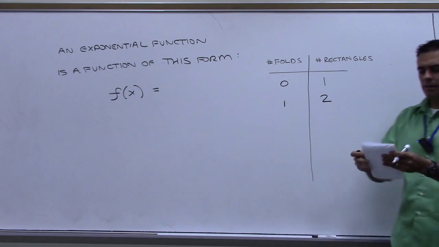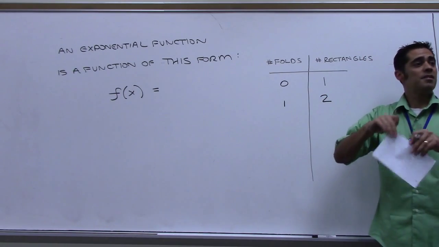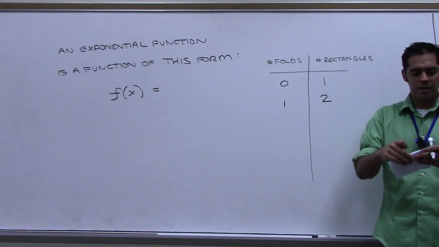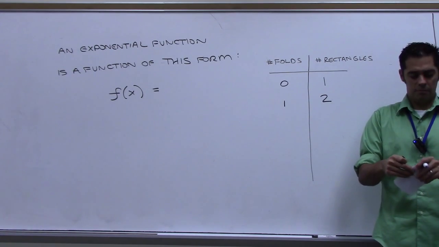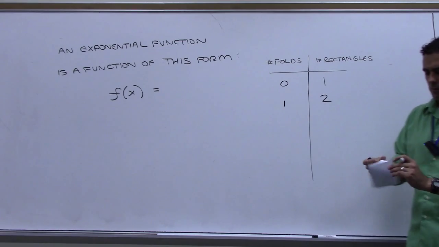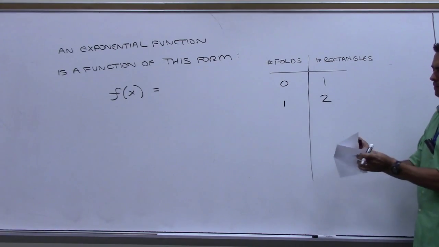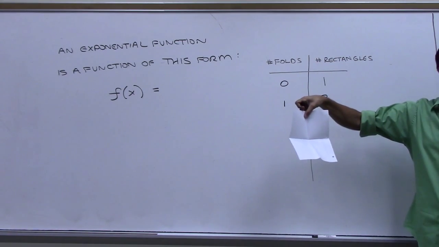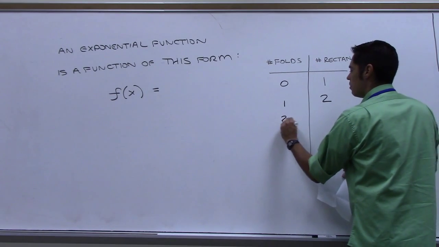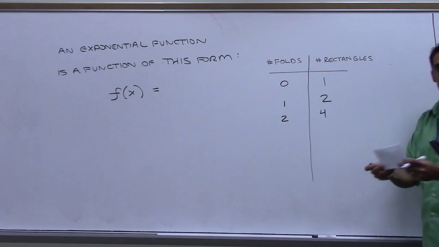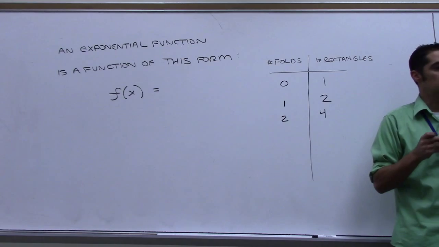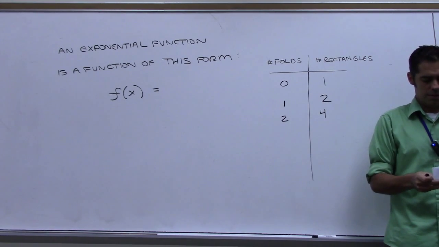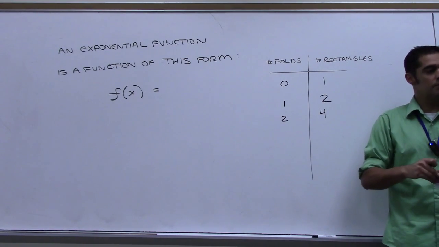So I'm going to fold it back, and I'm going to fold it a second time now. How many rectangles am I going to have when I open this up? 4? So let's see, I open it up. 4 rectangles. So 2 folds, 4 rectangles. 1, 2, now 3 folds. What do you think? 8?